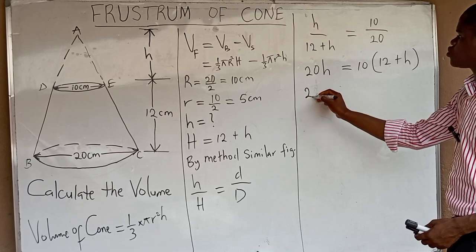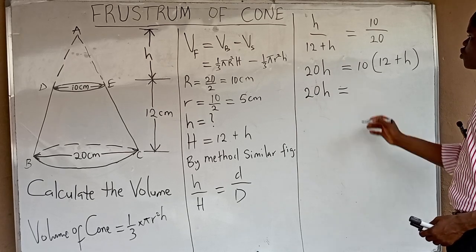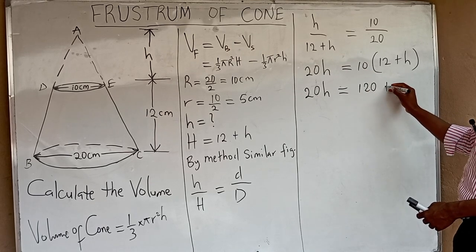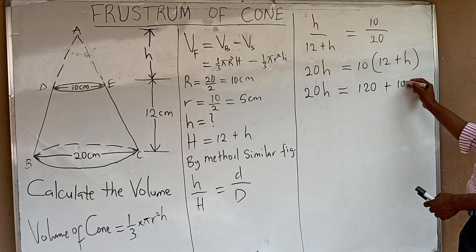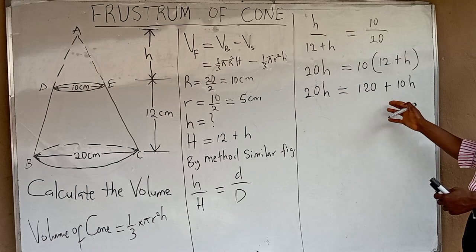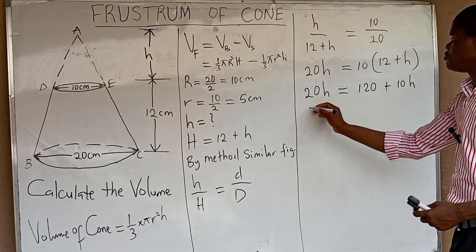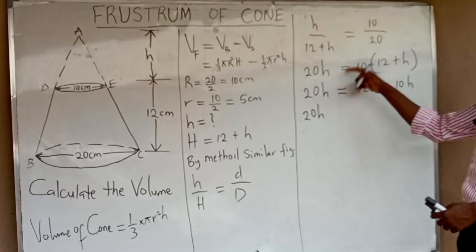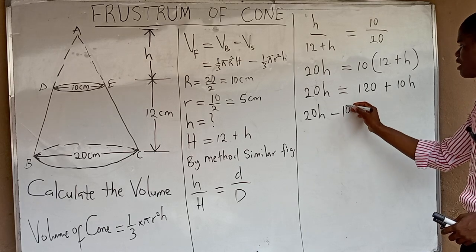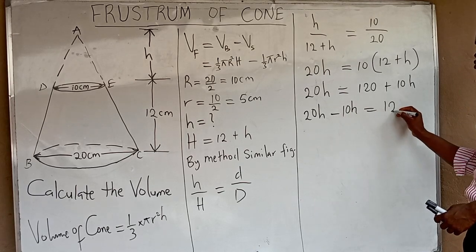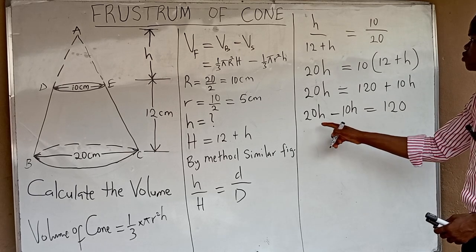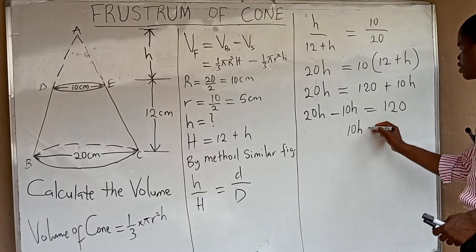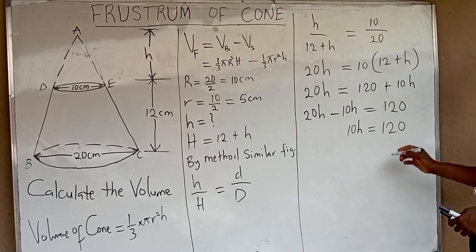So this becomes 20h is equal to 10 times 12, 120, plus 10 times h, 10h. So the next thing to do is to collect like terms. It becomes 20h, plus 10h, if it goes across the equal sign, it becomes minus 10h. So this is equal to 120. So 20h minus 10h will give us 10h is equal to 120.